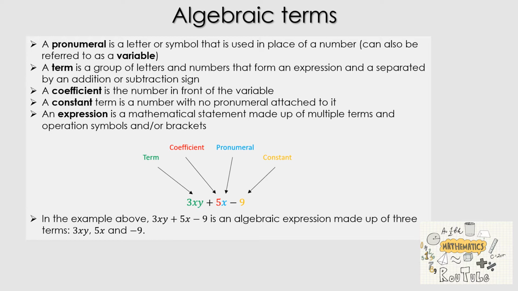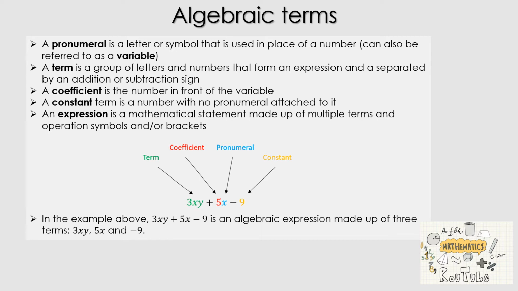The next one is a term. Okay, so a term is a group of letters and numbers that form an expression and are separated by either an addition or a subtraction sign. All right, we'll get to terms a little later. A coefficient is the number in front of the variable. So we know what a variable is. It is an unknown letter in maths. So if there is a number that is in front of that variable, we call that a coefficient.